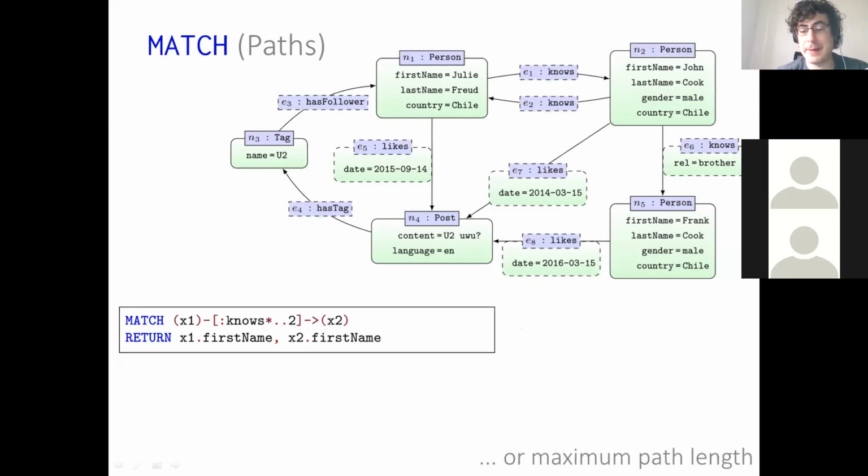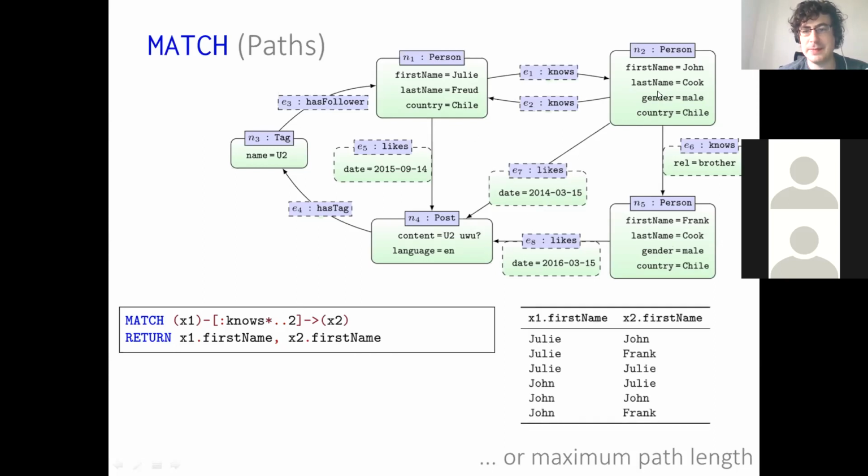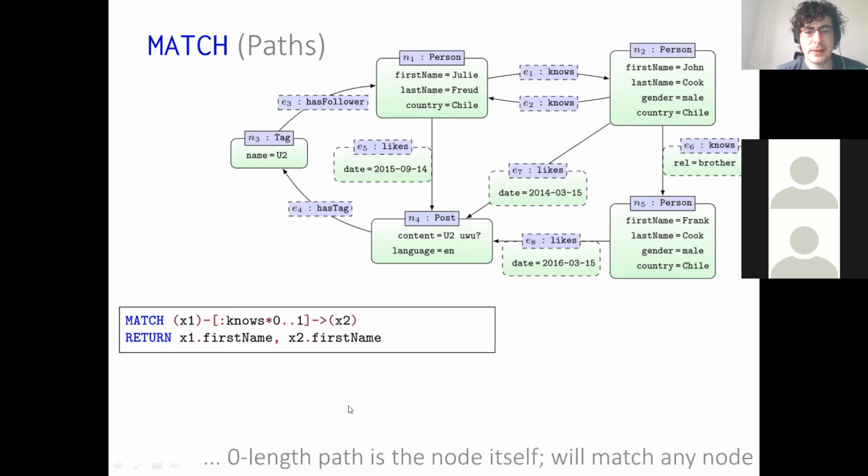We can also specify a maximal path length using this syntax here, which will give us all the direct edges and all of the paths of length 2, which would be Julie John, Julie John Frank. Okay, but we don't have John Frank twice, for example, because the other path is too long. John, Julie, John, Frank is too long.